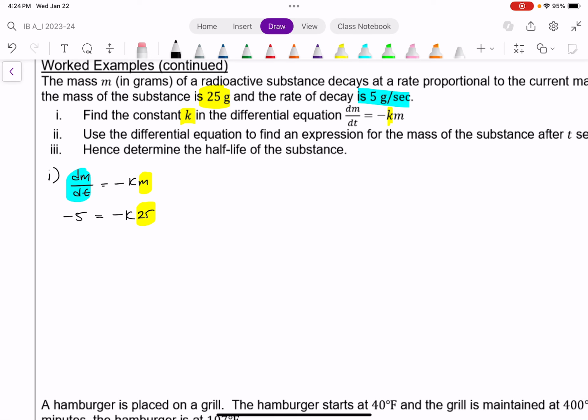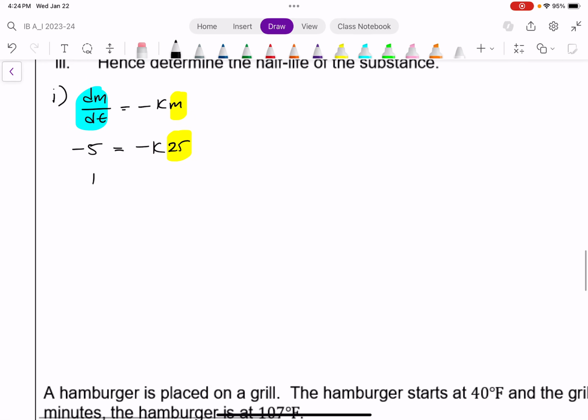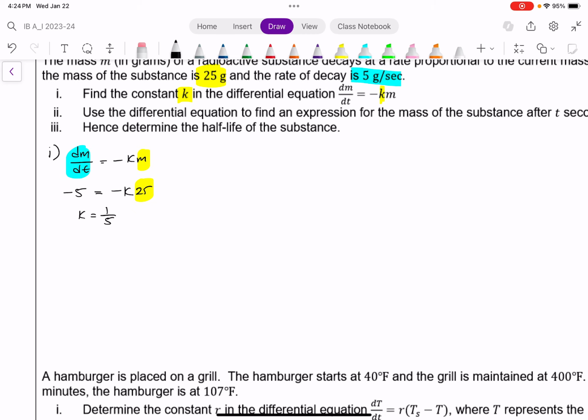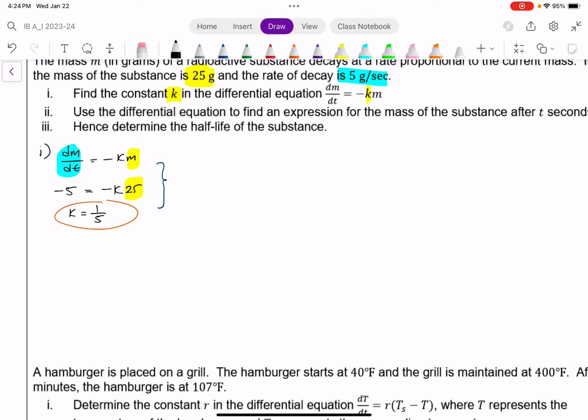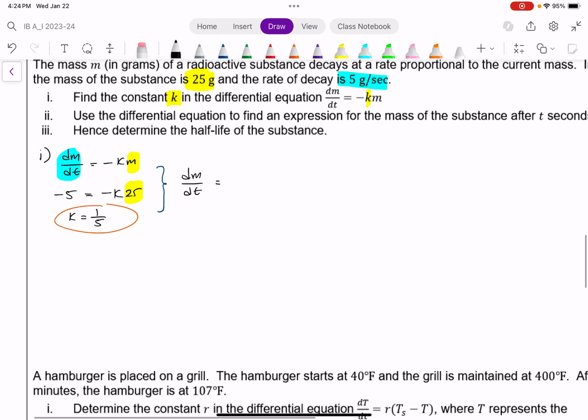Essentially divide both sides by negative 25, and we get k equals 1/5. The question was asking what is k, there's k. However, that means my equation for the differential equation, we can say dm/dt equals minus 1/5 m. That proportional constant is negative 1/5, just the negative was already given to us.